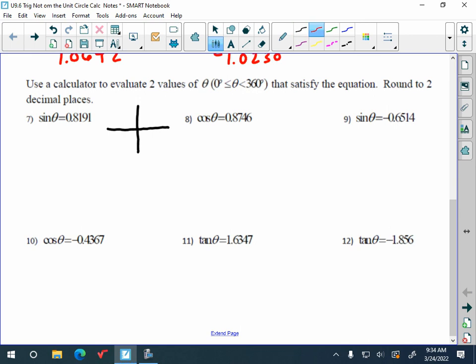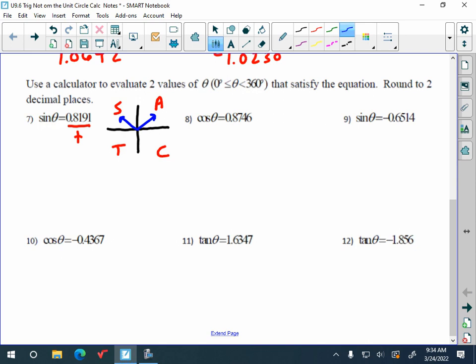So it says that this is a positive value, and it's sine. So what two quadrants is sine positive in? Okay, so remember your A, S, T, C. It's 1 and 2. A for all, everything's positive in 1, and then S for sine, positive in 2. All right, so we know there's an angle in quadrant 1, and there's one in quadrant 2.